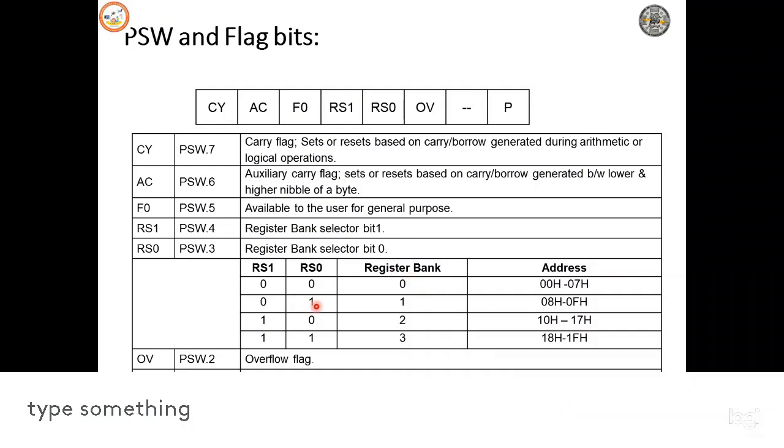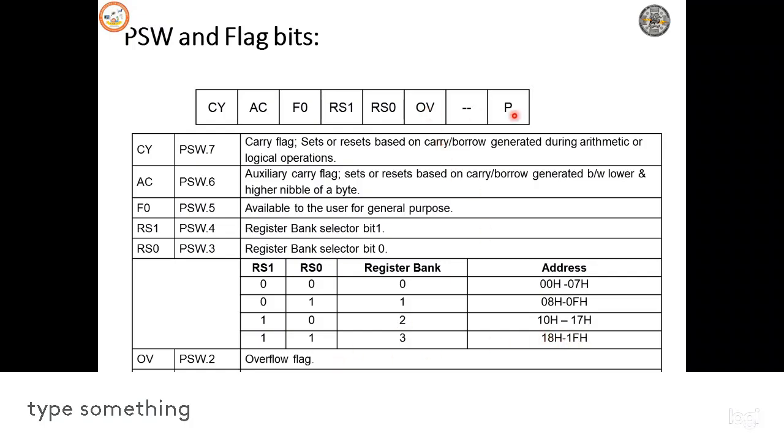If I change it to 01, then register bank 1 is selected, which is address location 08H to 0FH. 00H to 07H, as we all know, is the default register bank. If you give 10, then it goes to register bank 2, which ranges from 10H to 17H. Then 11 is register bank 3, which is from 18H to 1FH.